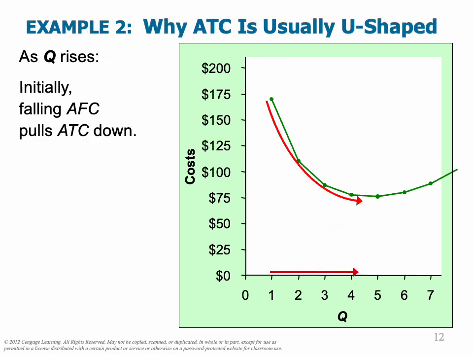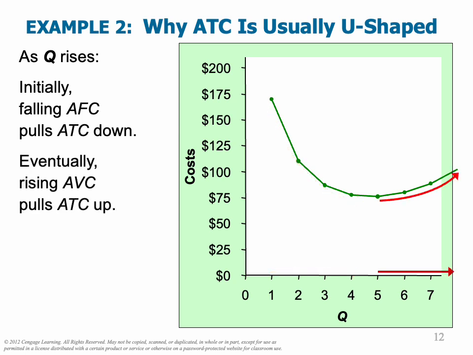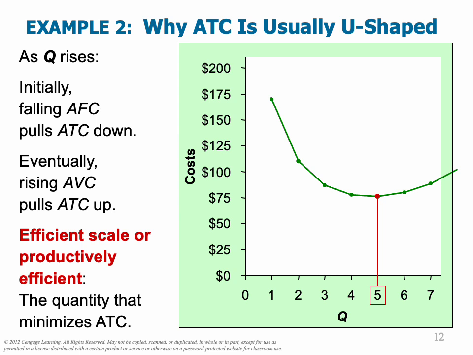Now, initially, as I was saying before, average fixed cost is dominating and it's pulling ATC down. And then AVC takes over and it pulls ATC back up. Now, that minimum point right there, that's right where marginal cost crosses ATC. It's got a word. You got to know this word. It's called productively efficient, or at the efficient scale. So that is ATC minimum, productively efficient. Make sure you get it down.